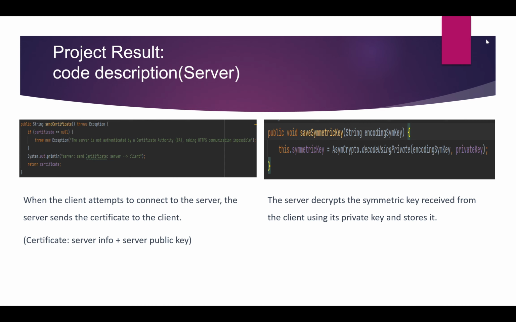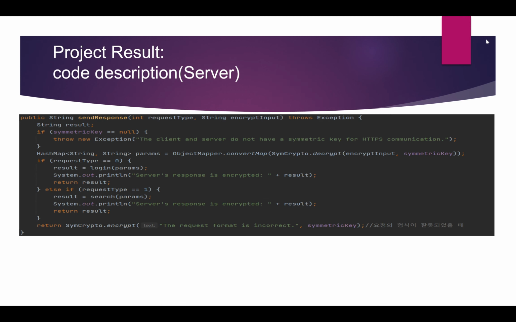The server decrypts the symmetric key received from the client using its private key and stores it. This key will be used for encrypting and decrypting requests and responses during communications. The server decrypts the received request from the client and provides the corresponding service based on the request type.